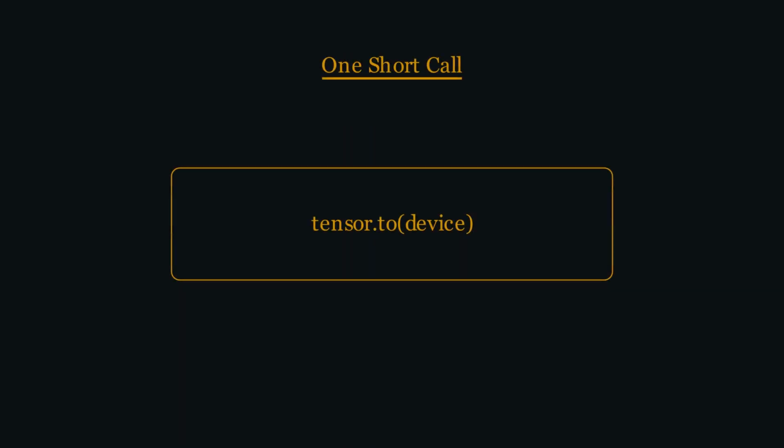In code, moving a tensor onto a device is one short call, dot to device. You do the same for the model, so both live in the same place. Moving computation to a GPU can turn an hour of training into a few minutes.